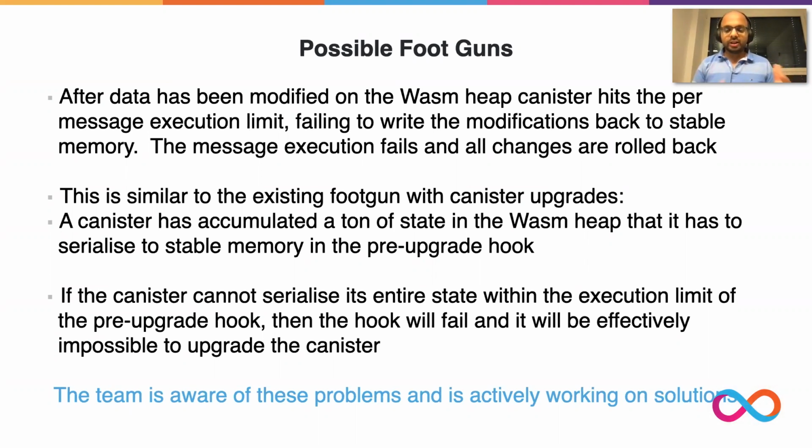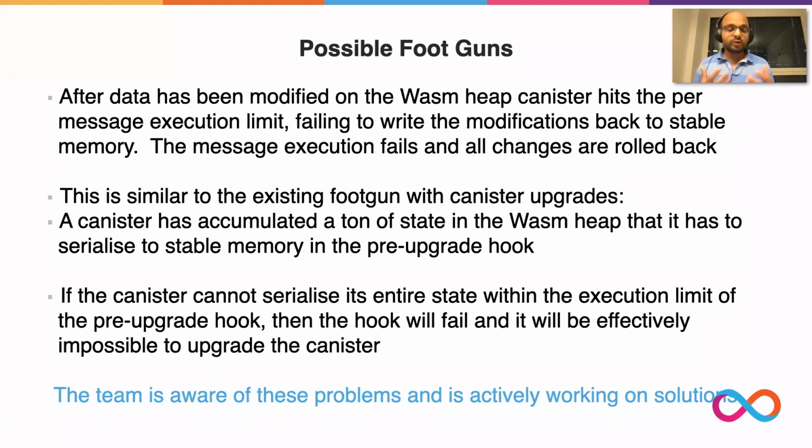So in this example, in this operation that I described, it is possible that after the canister has done a bulk copy of the data from stable memory to heap, made changes to it, but before it manages to write the data back to stable memory, it hits the message execution limit, and the message execution is declared as failed, and everything is rolled back.